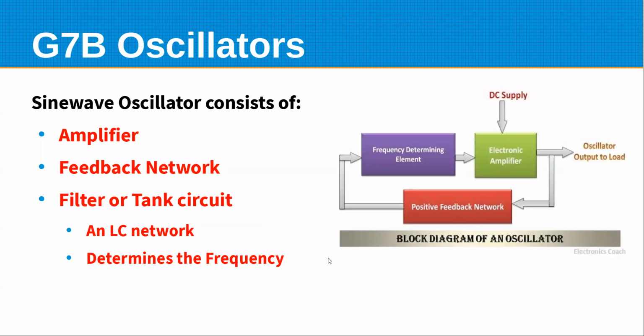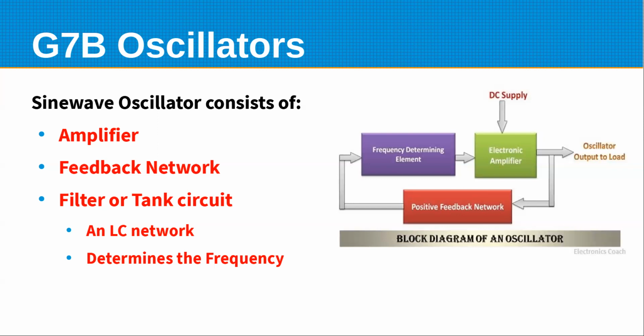Okay. Oscillators. A sine wave oscillator, and they don't have to be sine waves, but in this case, we'll keep it simpler. We need an amplifier, a feedback circuit, and a filter or tank circuit to determine the frequency. So the way it works is you have, in this case, an LC network that is resonant at some frequency.